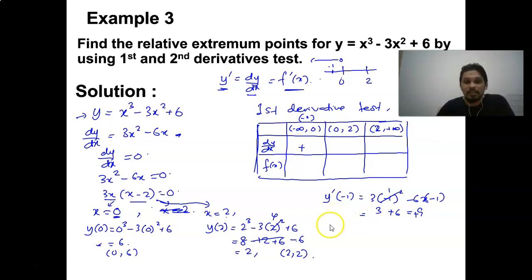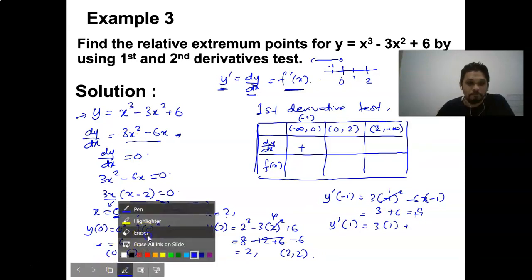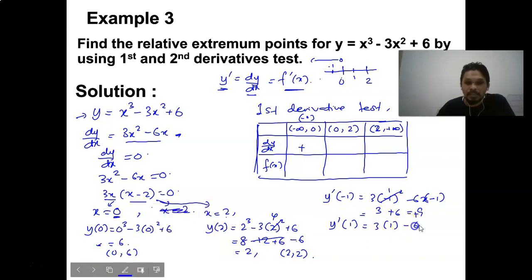Okay, and then y prime where x is any number that lies between 0 and 2. I choose 1. Then again dy/dx is 3 times 1 squared minus 6 times 1, so 3 minus 6 equals negative 3. Let's note the sign here, which is negative.